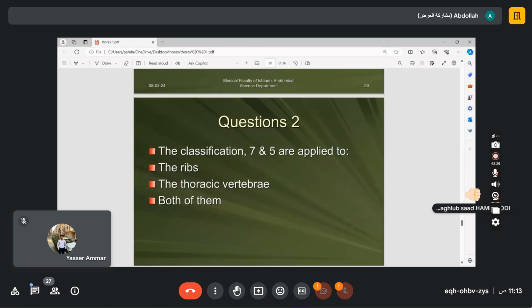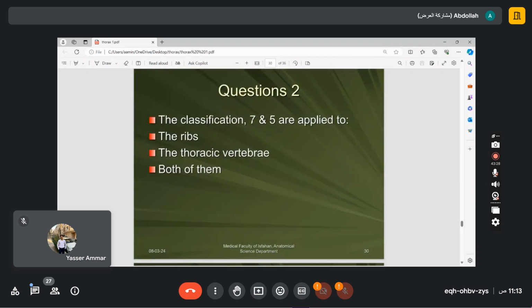Okay, what about question 2? The classification 7 and 5 is applied to which of them? It's a rib. For example, I'm sorry, the thoracic vertebrae, because the ribs are divided according to 7, 3, and 2. The thoracic vertebrae are divided according to the 7 and 5. Why? These 7 are typical vertebrae and 5 are atypical vertebral bones.